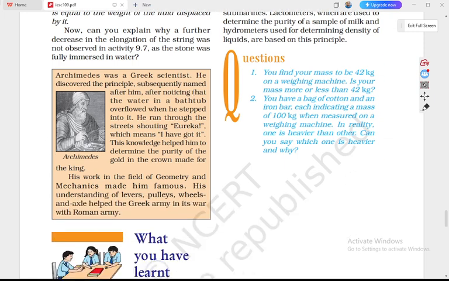Archimedes was a Greek scientist. He discovered the principle subsequently named after him after noticing that water in a bathtub overflowed when he stepped into it. He ran through the streets shouting, Eureka, which means I have got it. This knowledge helped him to determine the purity of the gold in the crown made for the king. His work in the field of geometry and mechanics made him famous. His understanding of levers, pulleys, wheels, and axles helped the Greek army in its war with the Roman army.